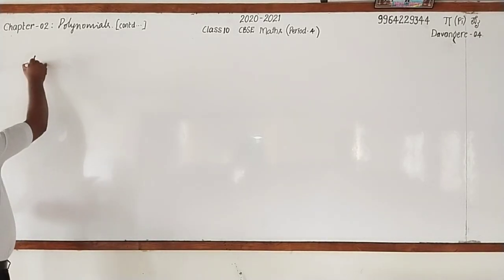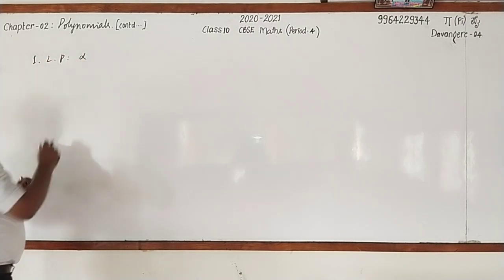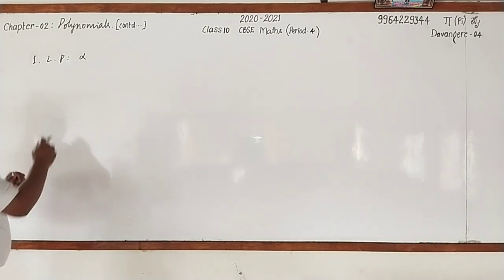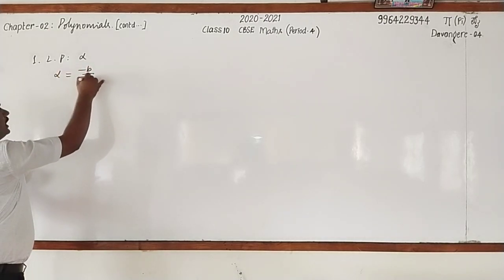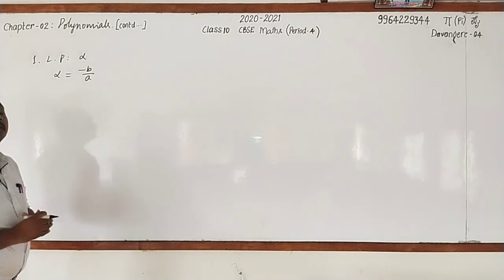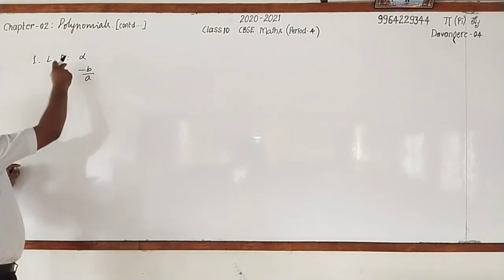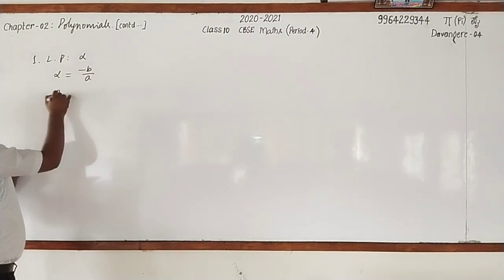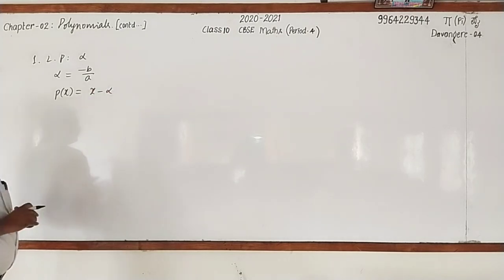Regarding linear polynomial, you know that it has only one zero, that is alpha. And the relationship between zeros and coefficient is alpha equal to minus b by a. Then could you tell the general form of the polynomial when its zero is known? Yes, it is p of x equal to x minus alpha, right?